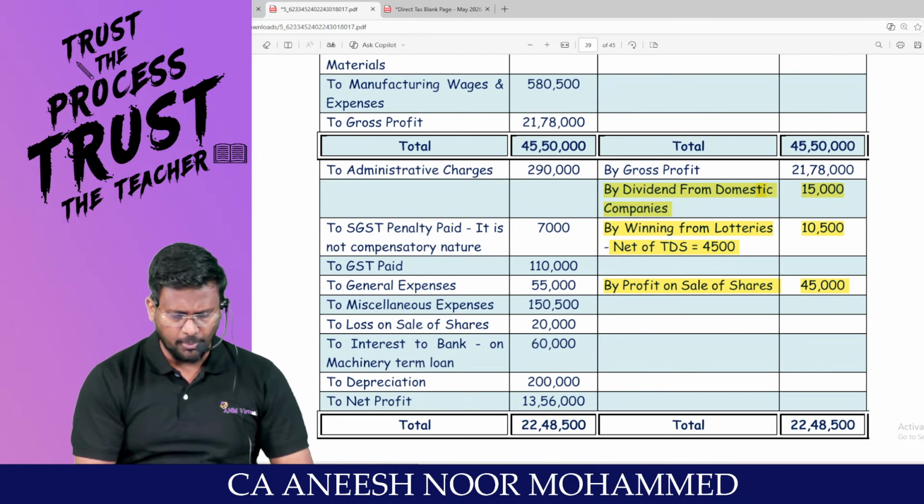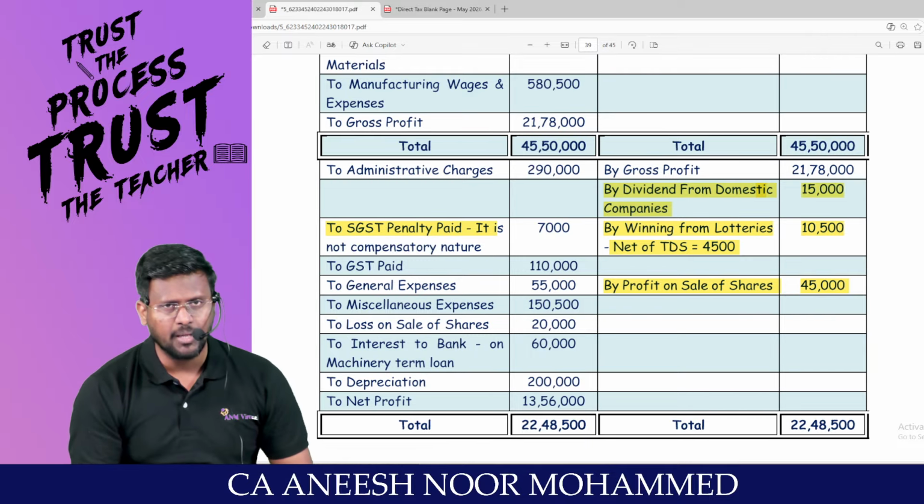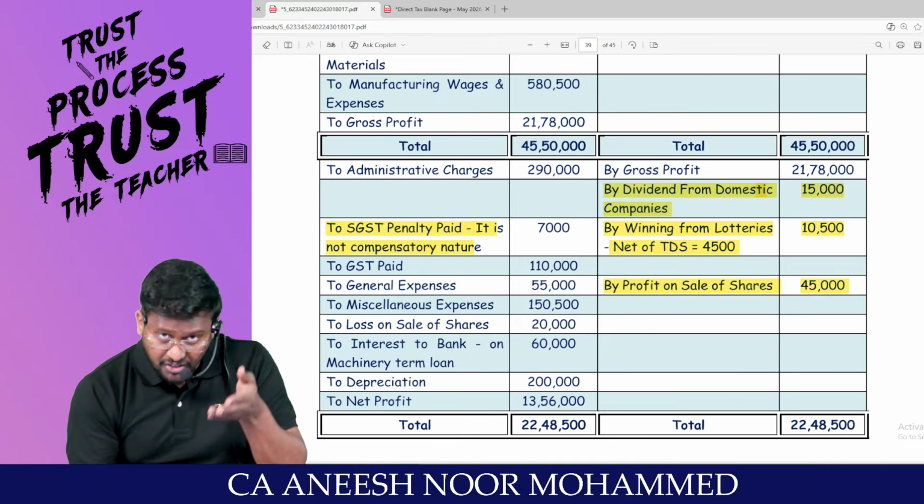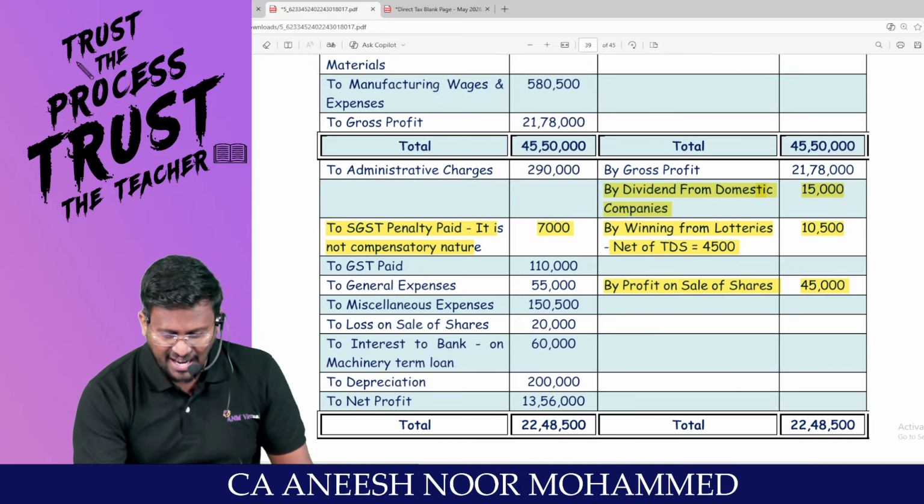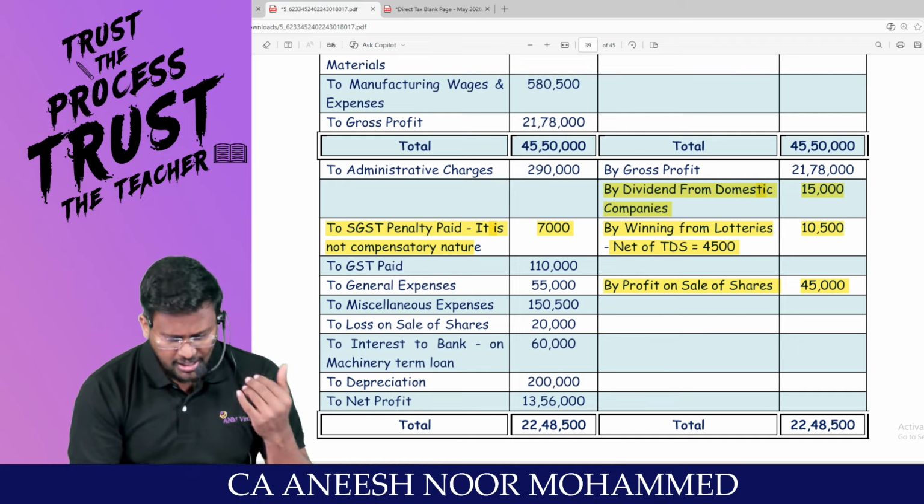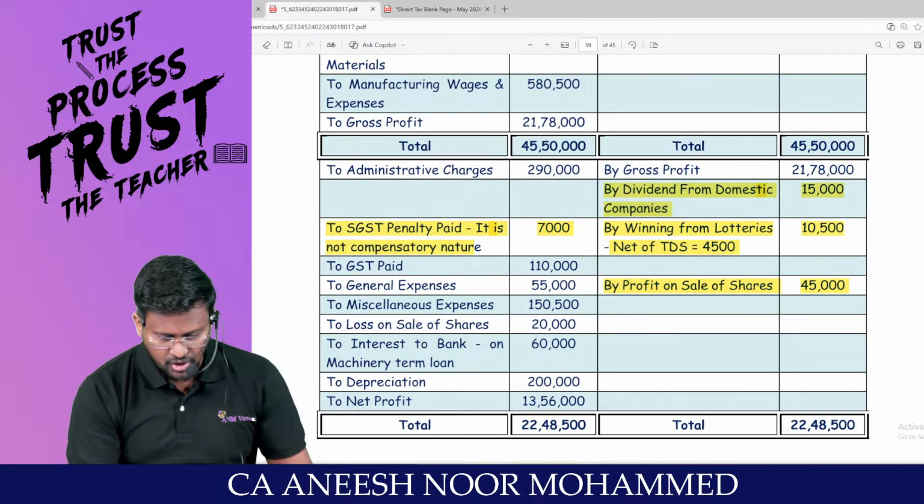Administration charge, no problem. SGST penalty paid: penalties are not compensatory in nature, they are themselves given, should be added back. It's an infraction of law. GST paid allowed, general expense generally allowed, miscellaneous expense generally allowed.